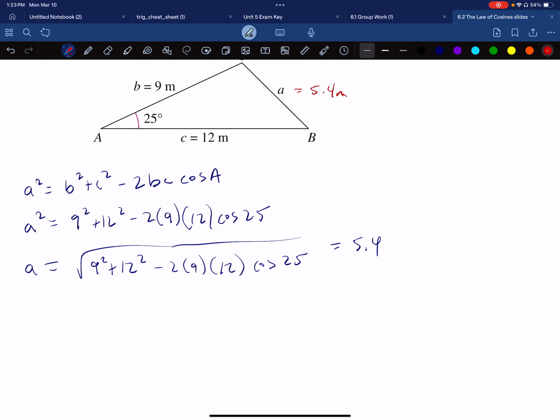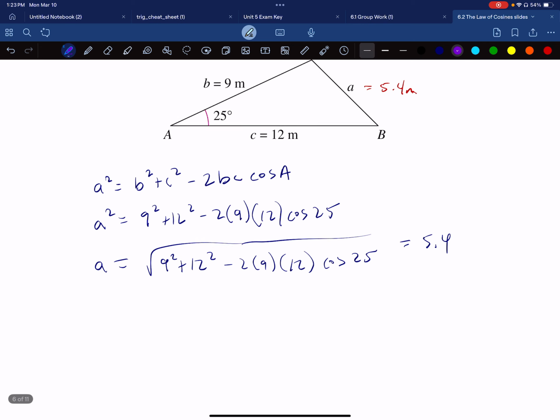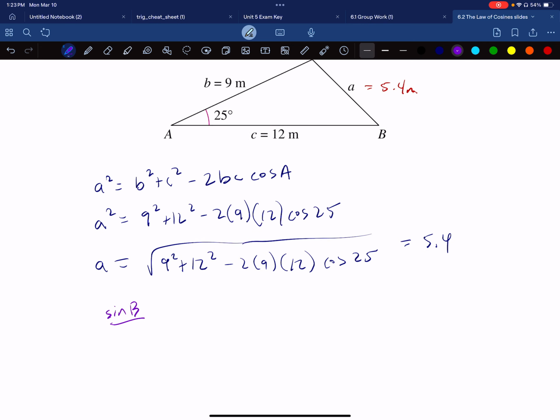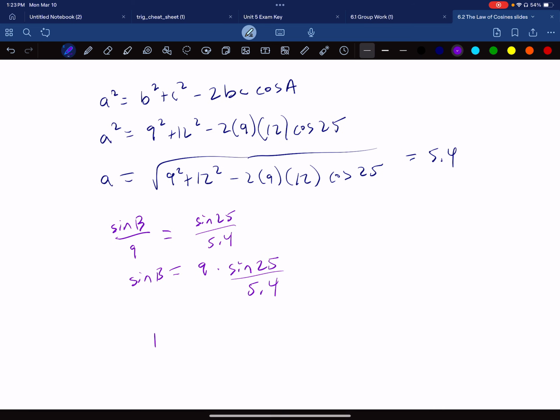All right. So now we need to solve for the other 2 angles, but we have enough information to use law of sines to solve for one of the angles. So I'll solve for angle B first. So we'll say sine B over side B, so over 9 equals sine of angle A, which is 25 degrees, over side A, which is 5.4. Just multiply by 9. Sine B equals 9 times sine 25 over 5.4. And then take inverse sine to isolate B.